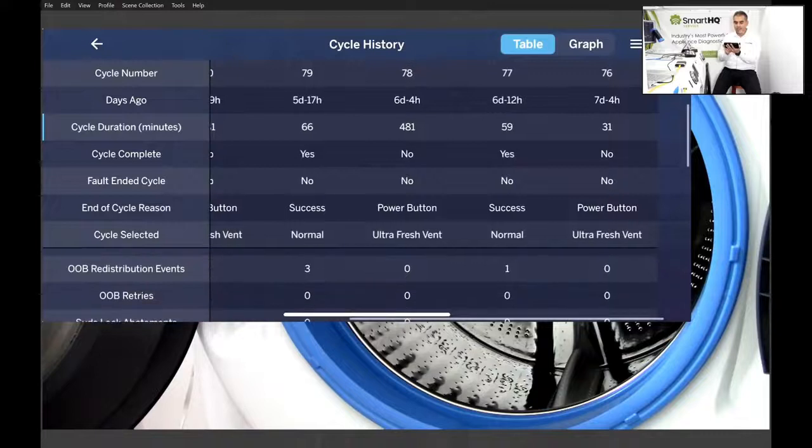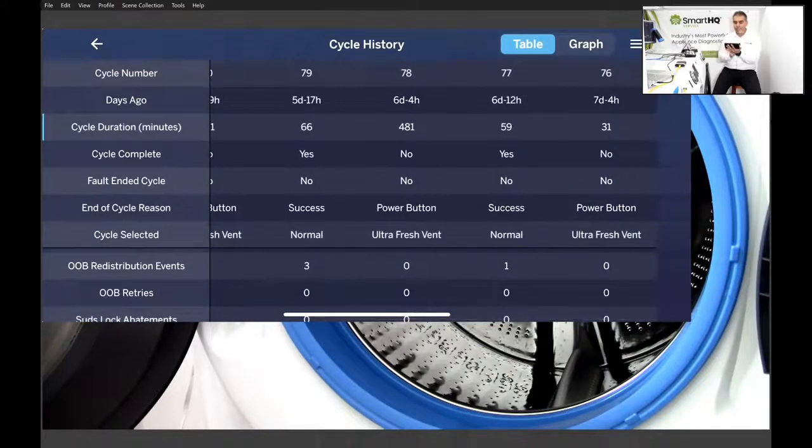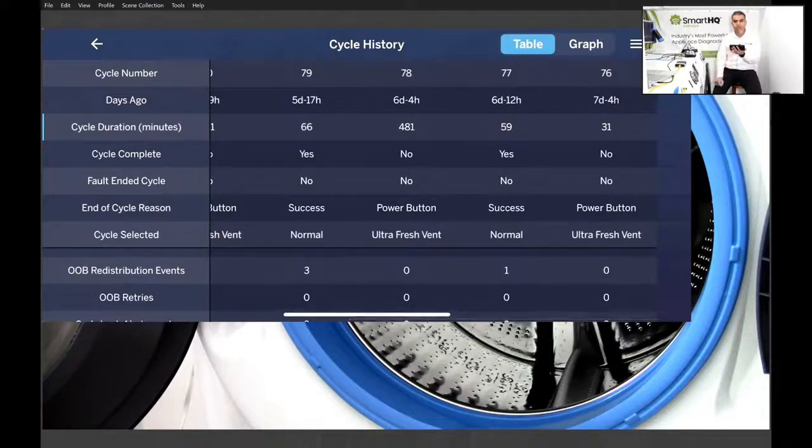You can see the duration time was 66 minutes for that normal cycle. Now, that's a little bit longer than it should have taken, but you can see below the redistribution events are 3, right? So that's why the cycle time was extended. And again, if I was in front of my customer and they were asking why this is taking so long to finish, I could very easily explain with this data, right? You show them on your mobile device, on your tablet, and explain to them why this is caused. We can see cycle number 77 was a little bit longer than 55 minutes, but there was only one out of balance redistribution event there. So not a huge deal.